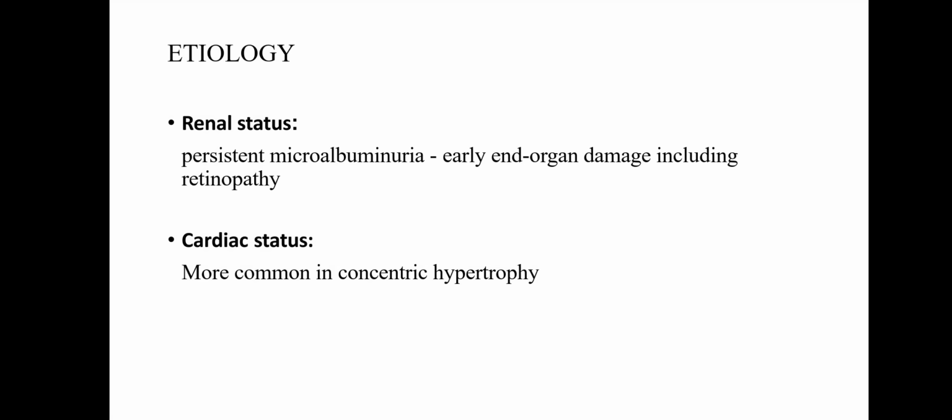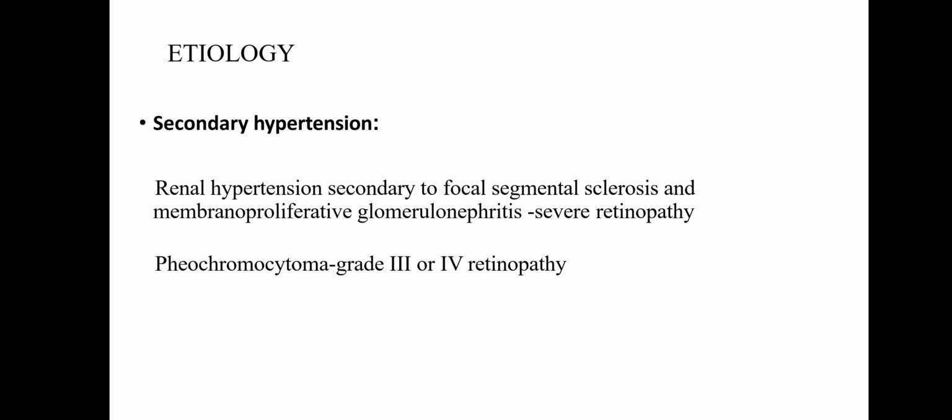Etiology: renal status, persistent microalbuminuria, early organ damage including retinopathy. Cardiac status, more common in concentric hypertrophy. Secondary hypertension: renal hypertension secondary to focal segmental sclerosis and membranoproliferative glomerulonephritis, severe retinopathy. Pheochromocytoma, grade 3 or 4 retinopathy.